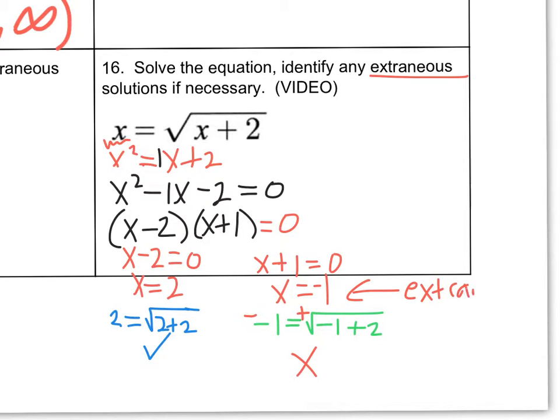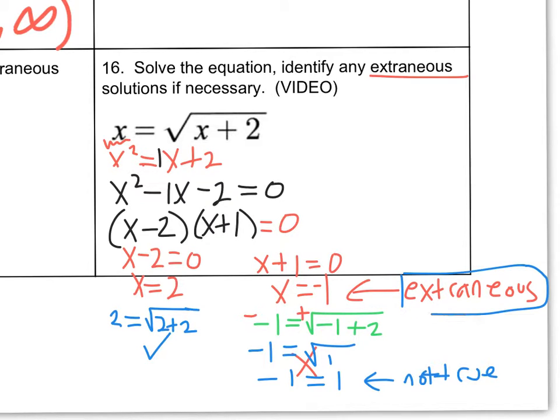I am going to finish solving this just to kind of show us this, so that if you're not seeing that, that's okay. So here we get -1 is equal to the square root of 1. -1 is equal to 1, and that does not make sense. That's not true. And when we have a not true answer, that's when it's an extraneous solution.